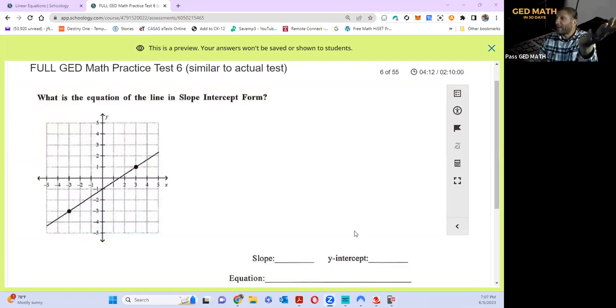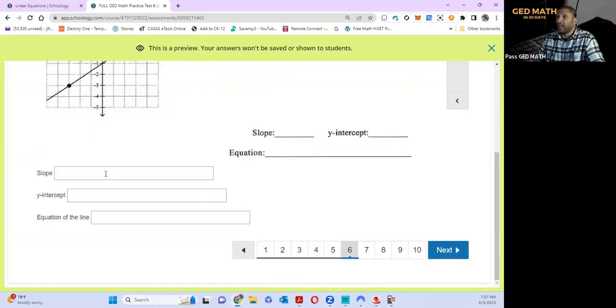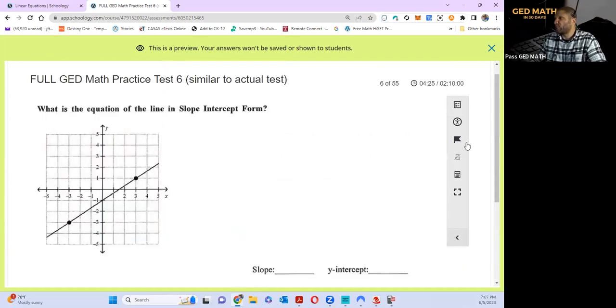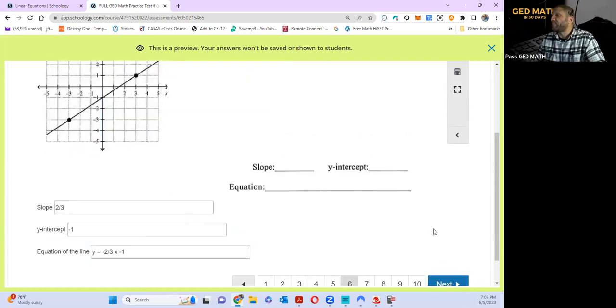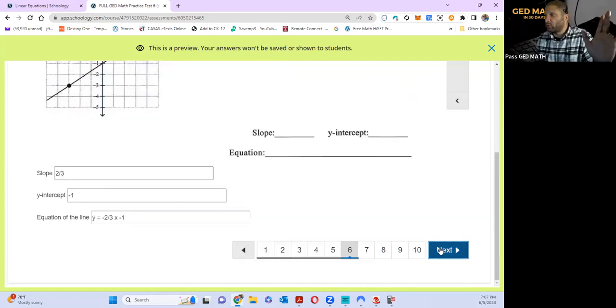Okay. Well, you know what? I'm not 100% sure. So the slope, I said 2/3. I think the y-intercept was -1. And the equation of the line is y equals minus 2/3 x minus 1. I'm not 100% sure, but I think I got it. I'm going to flag it just in case. So now, that's all I'm going to do right now.